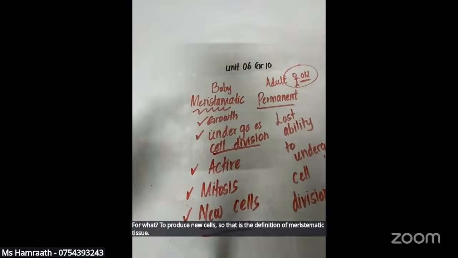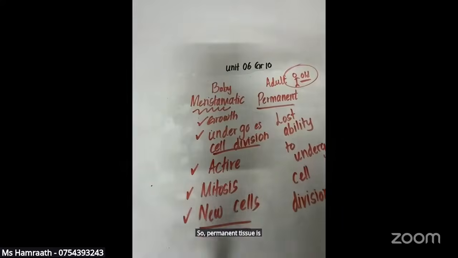Permanent tissue is the opposite of meristematic tissue. So we can say it has lost the ability to undergo cell division. That is the definition of permanent tissue. Are you clear with the definition?